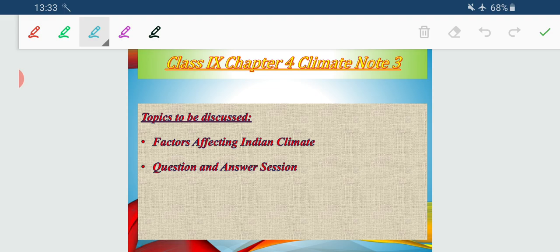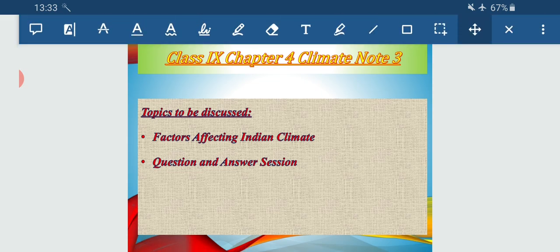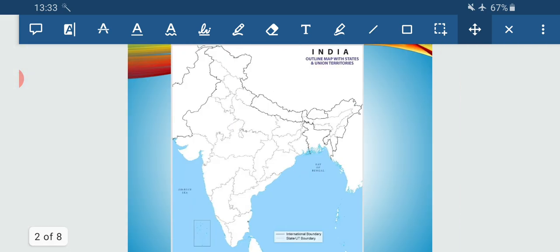And I have given some find out questions which are there in your NCERT, as well as some in-text questions from these portions that have been discussed. So I am going to discuss the answers of those questions too. So now let us proceed with the first, that is the factors that influence the Indian climate.